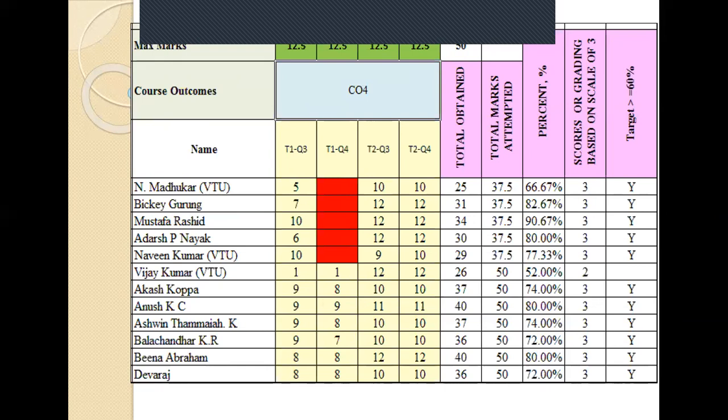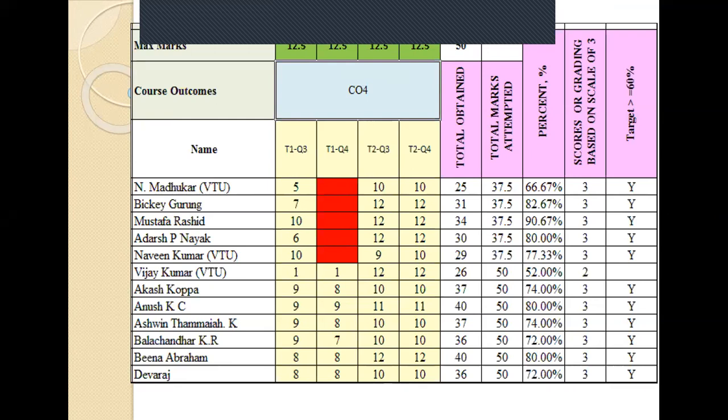Now, here a student is an example. If you look at one student called Madhukar, this student has written 3 questions, and he got 25 marks out of 50. So what are the marks attempted by the student? The total marks attempted by the student is 37.5, and out of 37.5, the student got 25 marks. So the percentage of marks that he got out of the questions attempted is 66.67.